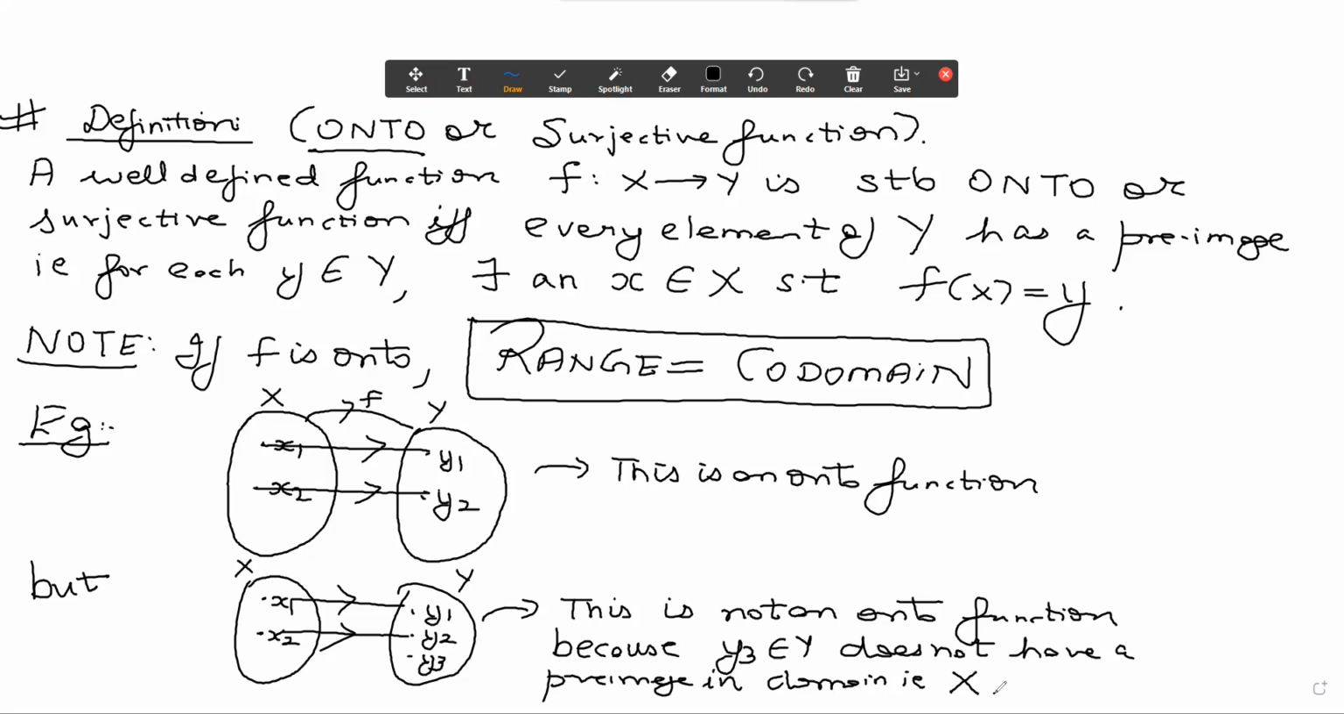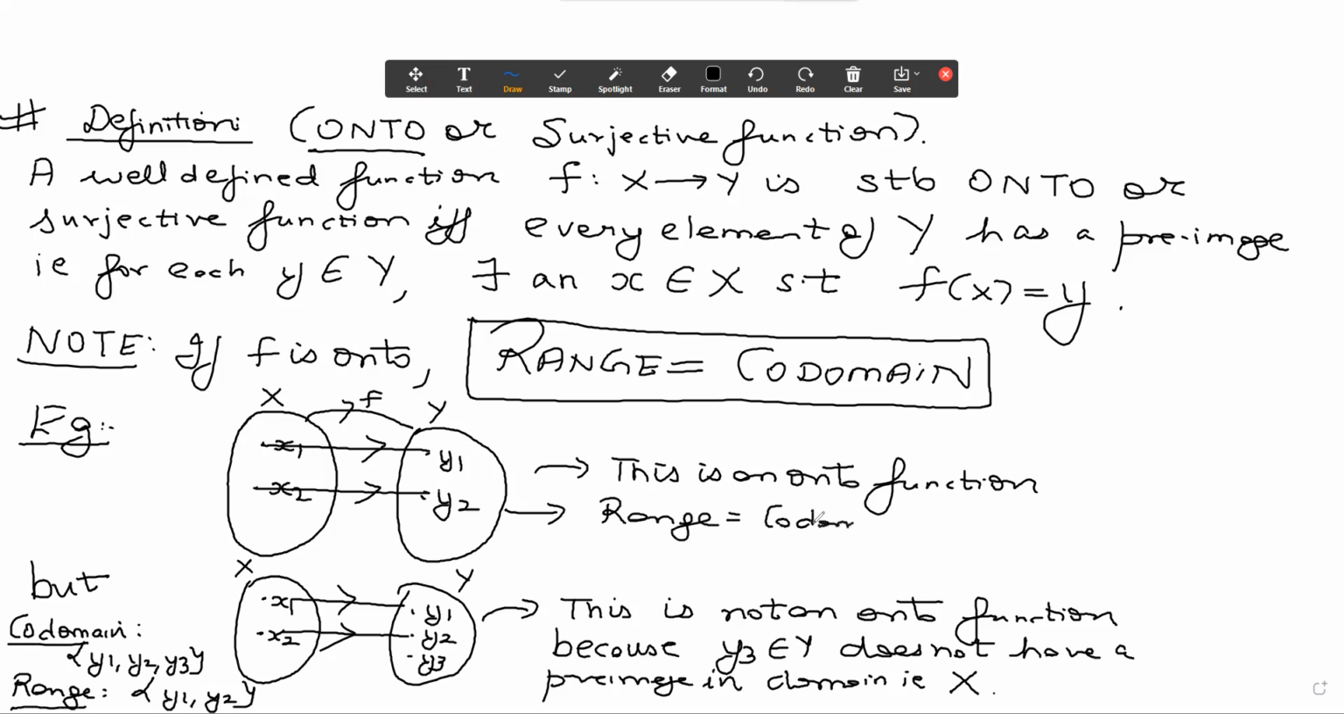Guys, in the second case, if I ask you what is my codomain? My codomain is the set of y1, y2, and y3. But if I ask you what is my range? The range is only y1 and y2, because only they are receiving arrows. So you can see range is less than codomain. But in this case, my range and codomain are exactly equal to y1, y2. So this is an onto function.